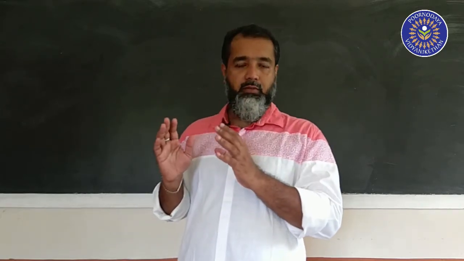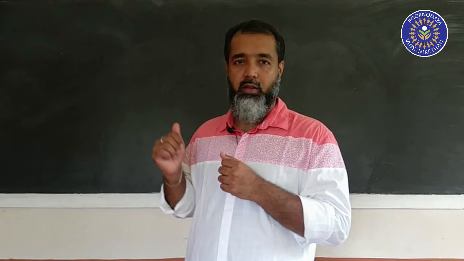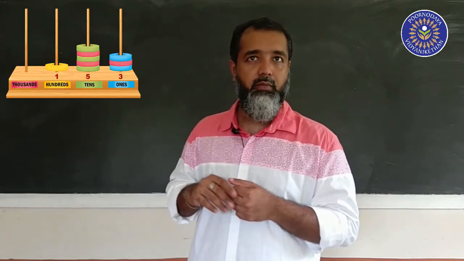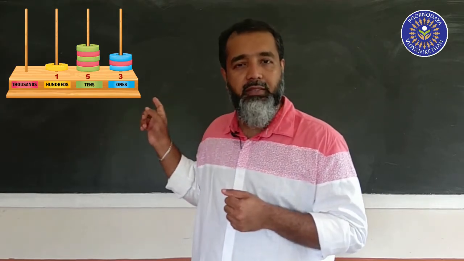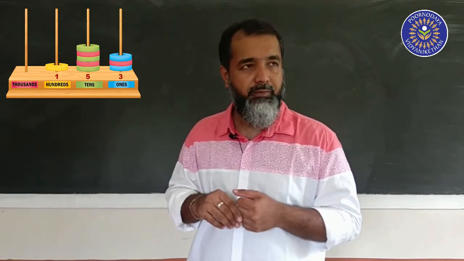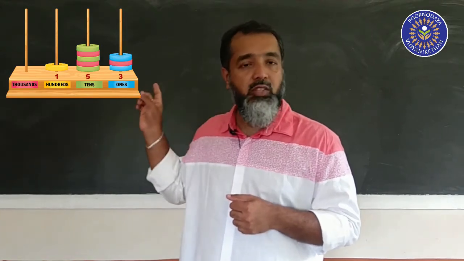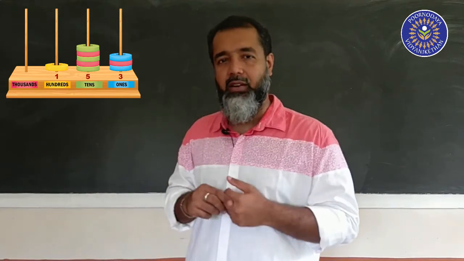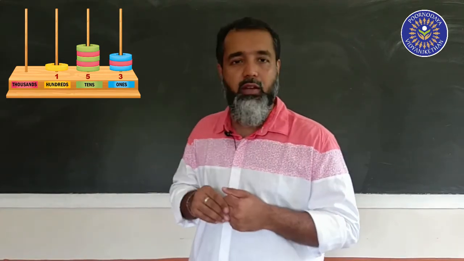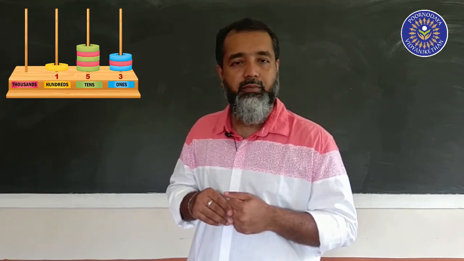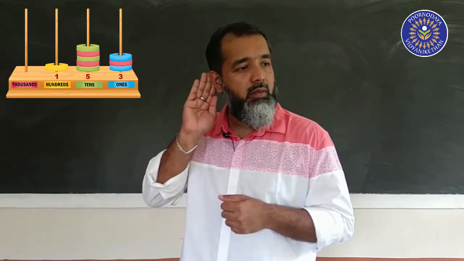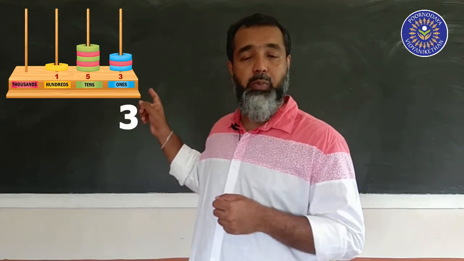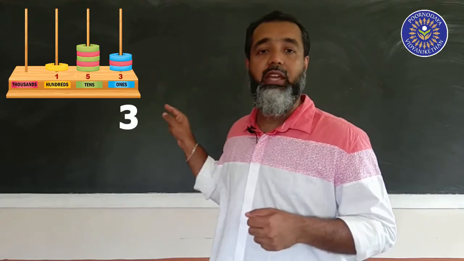Let's imagine, look to the board. I'm just trying to put one example. In the ones place, how many rings do you have? Maybe I can color it in a different way. How many rings do you have? 1, 2, 3. Yes, 3 rings in the ones place. So you will write 3 down.